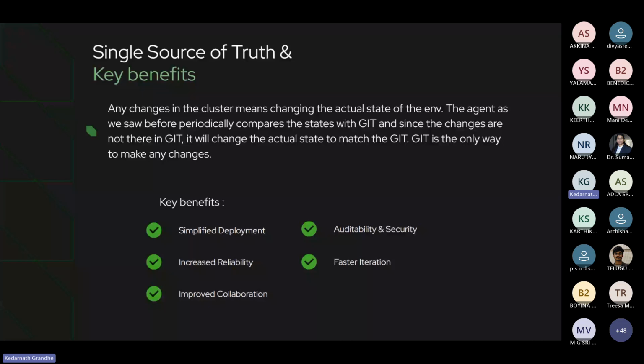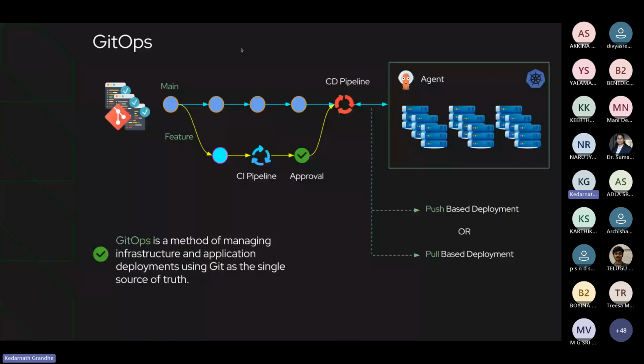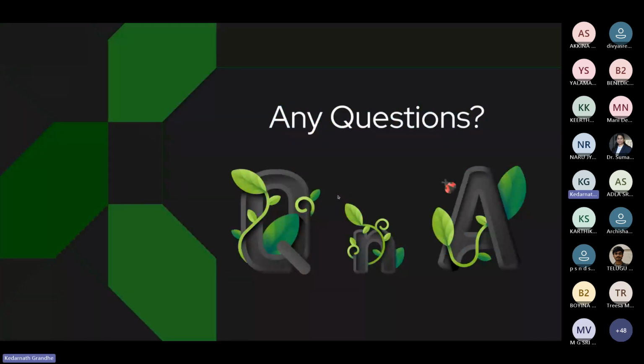Faster iteration: people can start working on their own features and they can push changes to main. They are not stopped by someone doing the task. They can create their own feature branch and do things. So that's it for today. Any questions you have, please speak up.